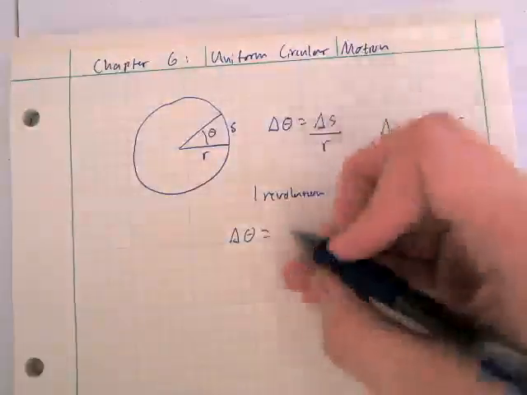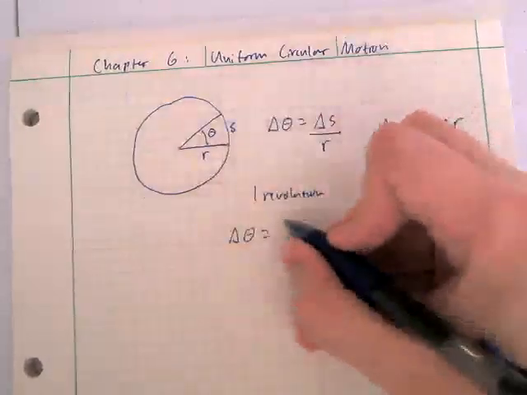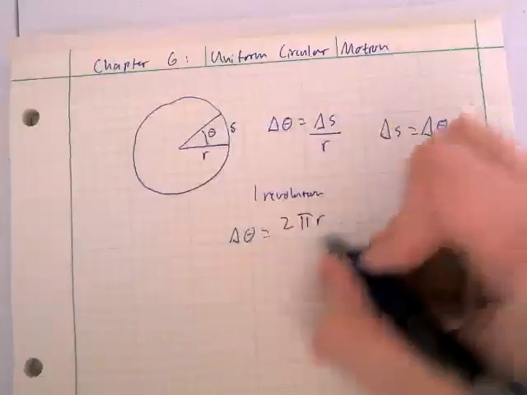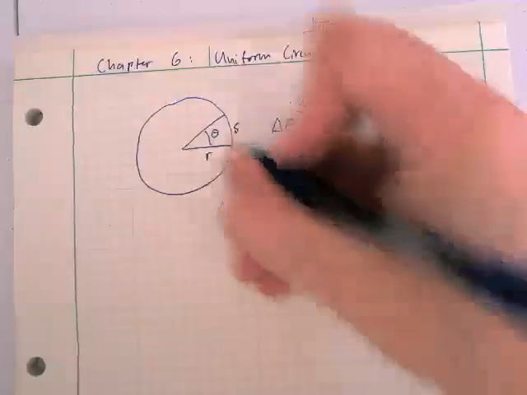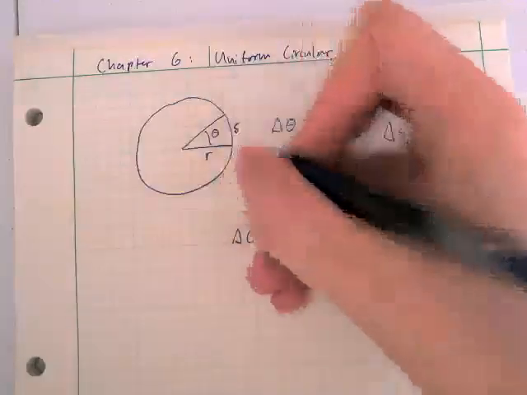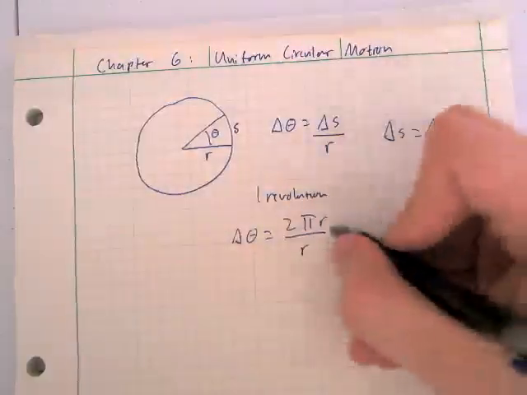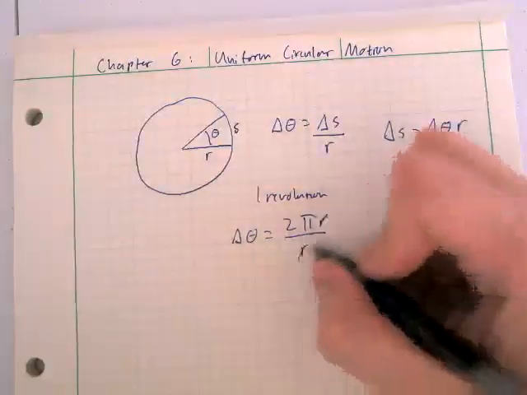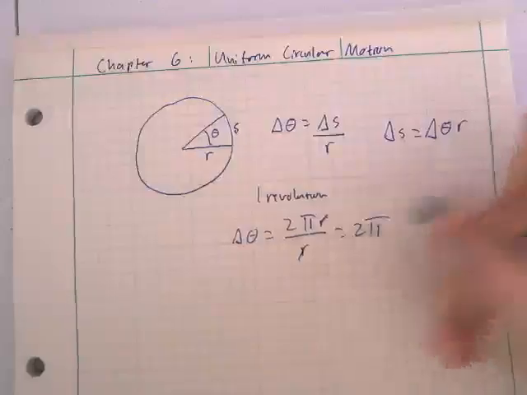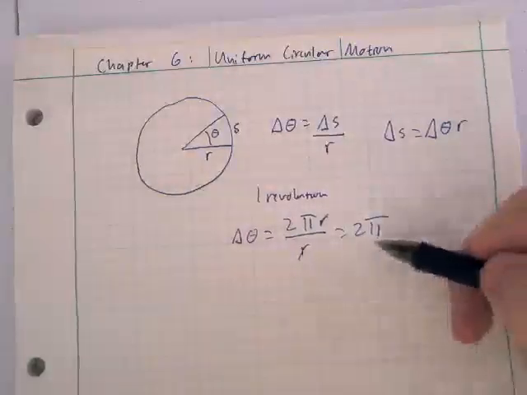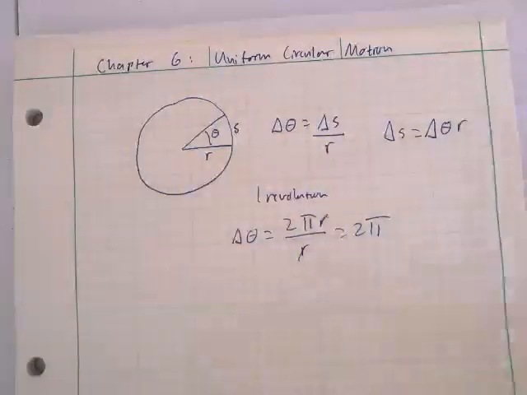Where does that come from? Well, the actual distance that you've traveled is the circumference of the circle. The circumference of the circle is 2 pi r, right? The actual distance around the circle once is 2 pi r. That's your delta S divided by r. And of course, one revolution around the circle is 2 pi radians, right?